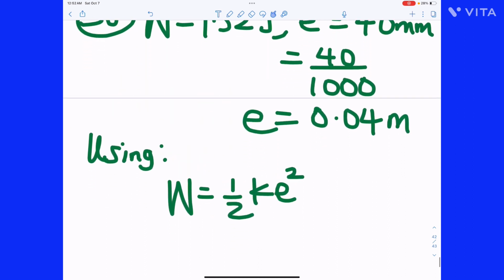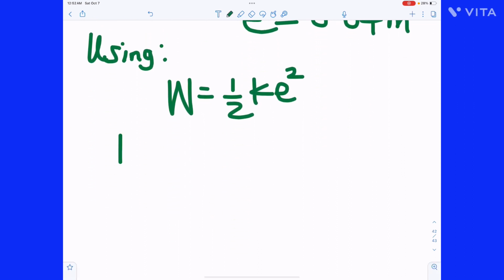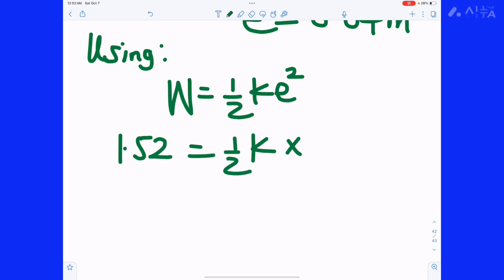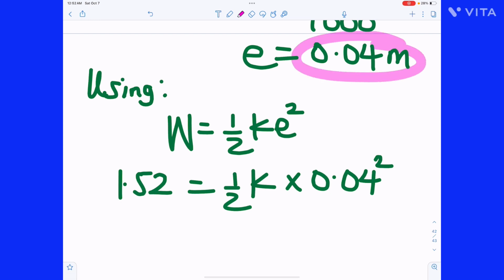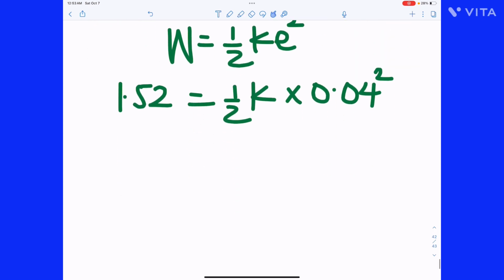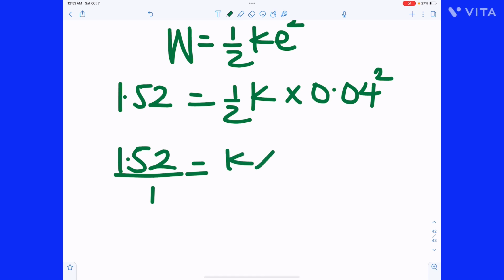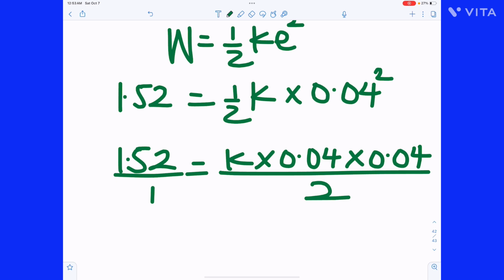What does this give us? It means 1.52 joules is half times k times what? 0.04 squared. Let's be attentive, please, seniors. Elastic constant means the same thing as force constant. In an elastic material, elastic constant refers to the same thing as force constant. So this is k times 0.04 times 0.04 all over 2.